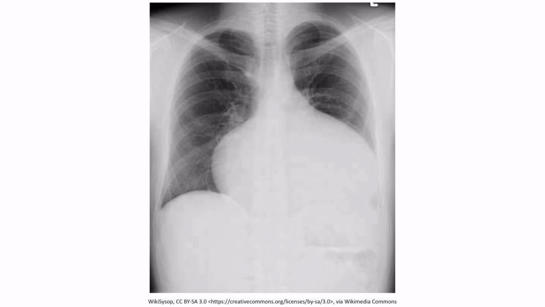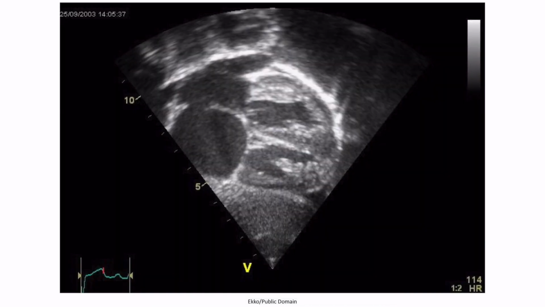Here's a chest X-ray showing the features of ASD. Notice the enlarged size of the right atrium and right ventricle, due to increased blood flow received from the left atrium via the defect. Also appreciate these prominent pulmonary vascular markings, which are seen due to increased blood flow in the pulmonary system. This is how ASD appears in an echocardiogram. Hopefully we can appreciate this gap in the atrial septum, which serves as a communication channel between the two atria.